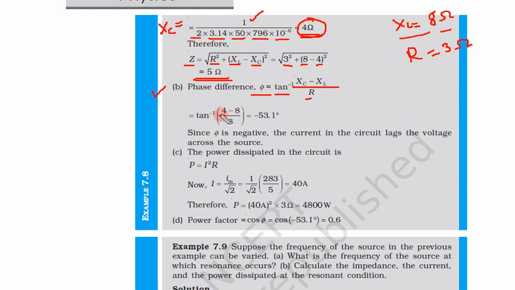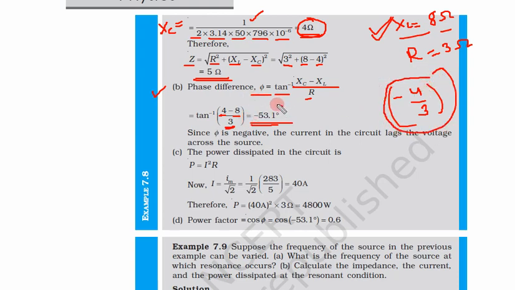So this is tan inverse, where XC is equal to 4 ohm, XL is equal to 8 ohm, so XC minus XL is minus 4, and this is divided by R, that means 3 ohms. After solving this, we get tan inverse of minus 4 by 3. That means we get the angle in minus. Current is lagging, why? Because XL is more. The nature of the circuit is inductive, hence current is lagging the voltage.